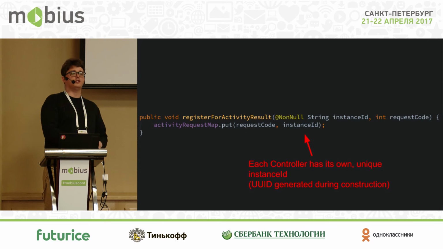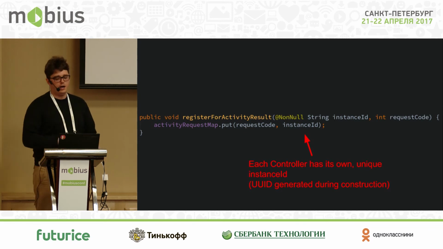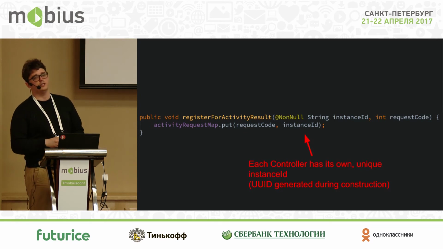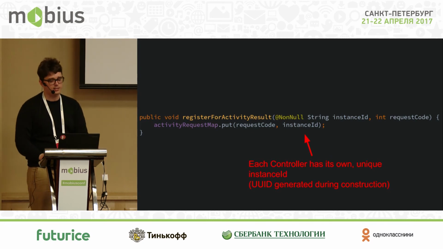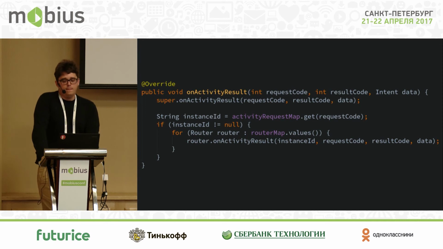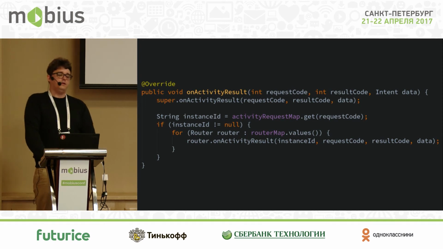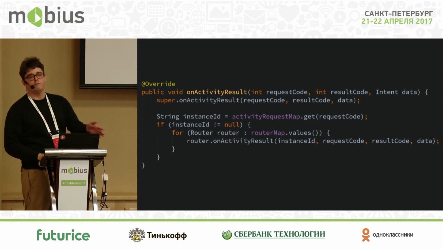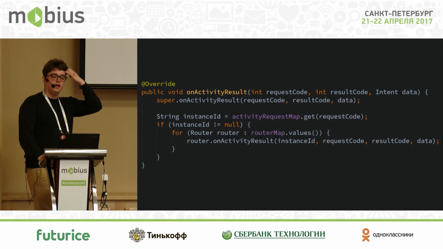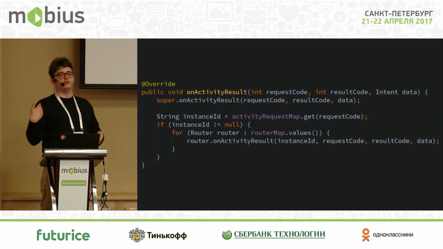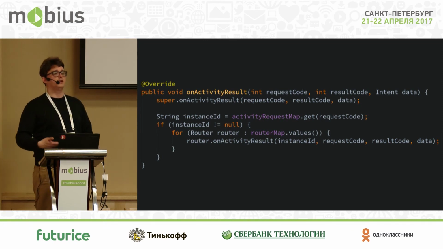During the first creation of this controller, it's basically generating the UID and storing it in the field, and then it is retained when your activity gets killed, for example. And then you receive an activity result. So you basically take the sparse array or a map, and you take the instance ID, and then you invoke the method on the router to actually find me the controller with this particular instance ID.